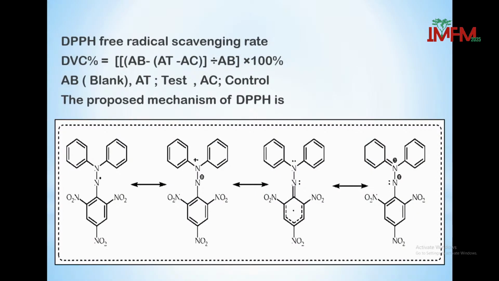What is the mechanism? This is a free radical, pi to pi star transition leading to the charge. After that, delocalization forms the final, stable product. The calculation for DPPH uses the DPPH percent according to the equation above. You can see and calculate the percentage of antioxidant.